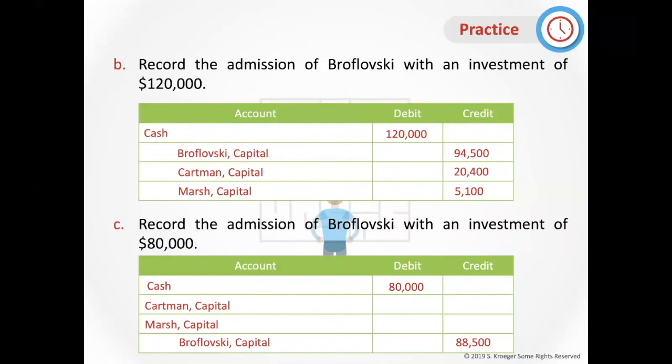To figure out the amount, it's the same thing we did in part B. Find the difference between the value of the investment and the cash amount, which would be $8,500. We split that up the same way, where it'll be 80% to Cartman and 20% to Marsh. 8,500 times 80% would be 6,800. 8,500 times 20% would be $1,700. That is what Cartman and Marsh are both losing in order to have Broflovski as an investor.